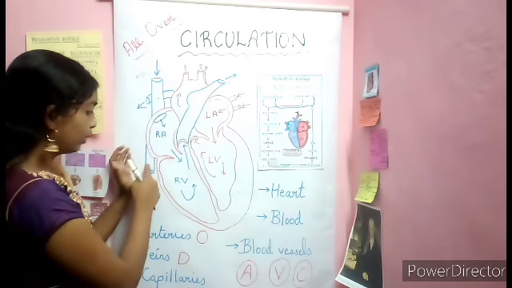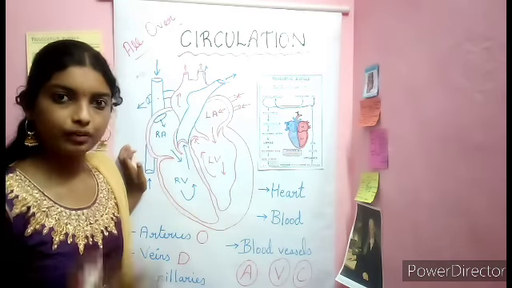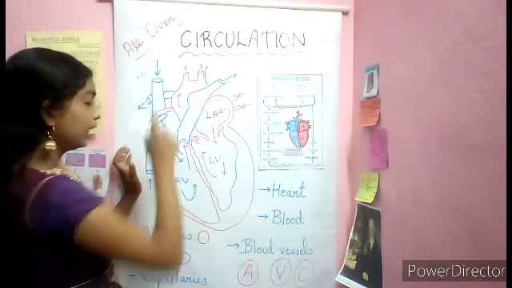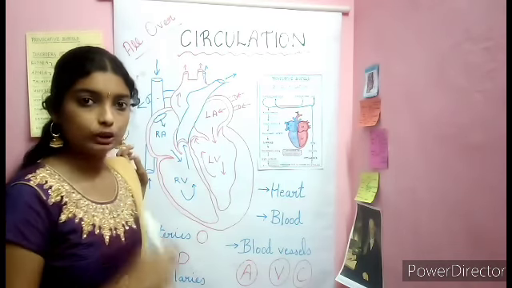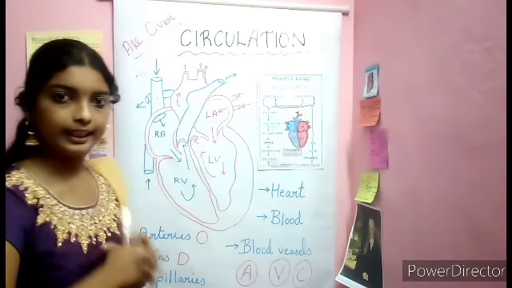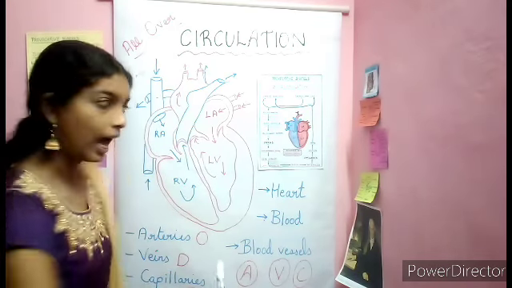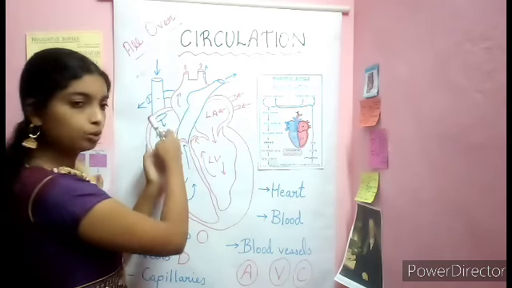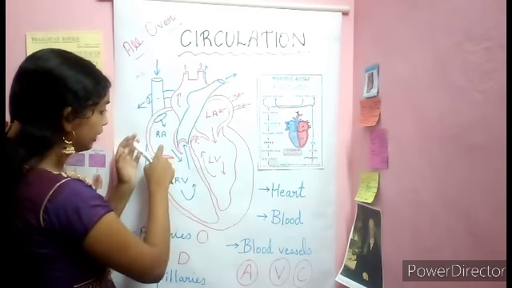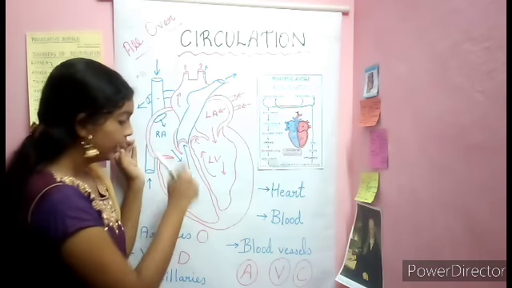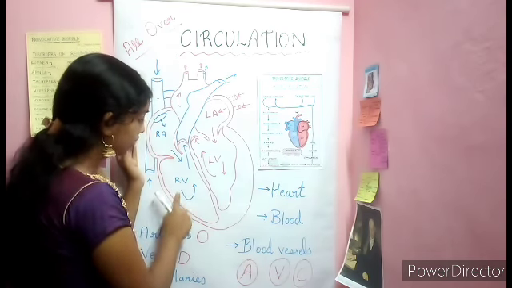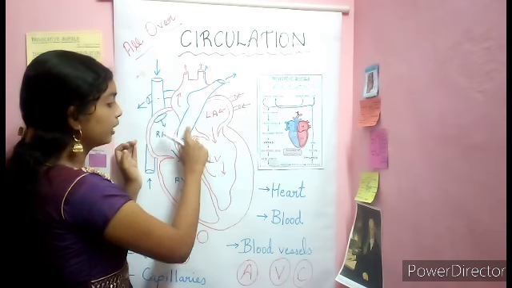The inferior vena cava collects the deoxygenated blood from the lower part of the body. The superior vena cava collects the deoxygenated blood from the upper part of the body. So these two blood vessels collect the deoxygenated blood throughout your body and return it to the right atrium. From the right atrium, through the tricuspid valve, the blood goes to the right ventricle. From the right ventricle, the blood goes to the pulmonary trunk.